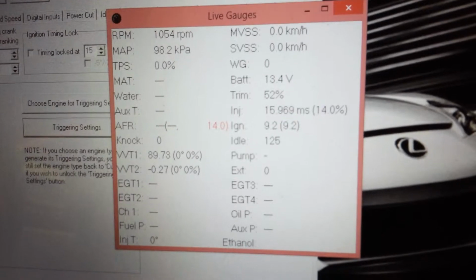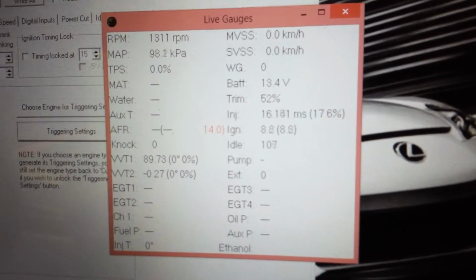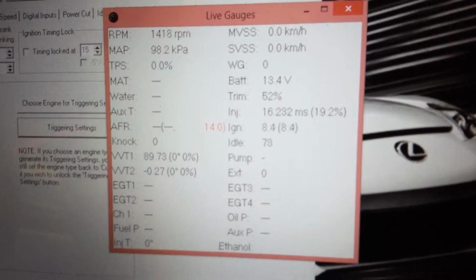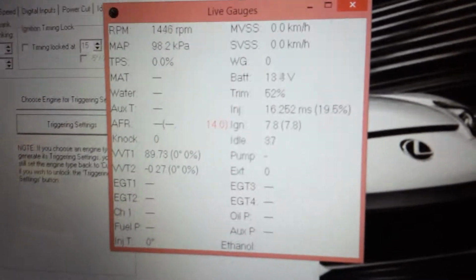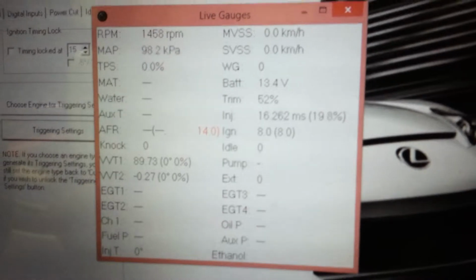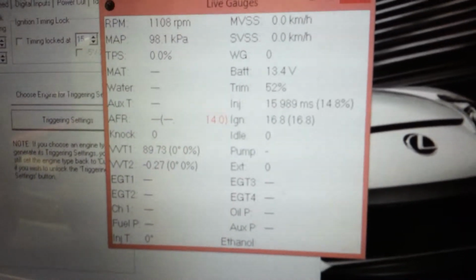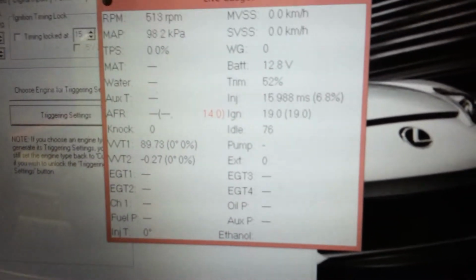So I can give it some throttle. RPMs go up. Ignition spark advance changes. The idle air control pump just turns off because it's not needed to be on. Go back to idle, and it turns on.